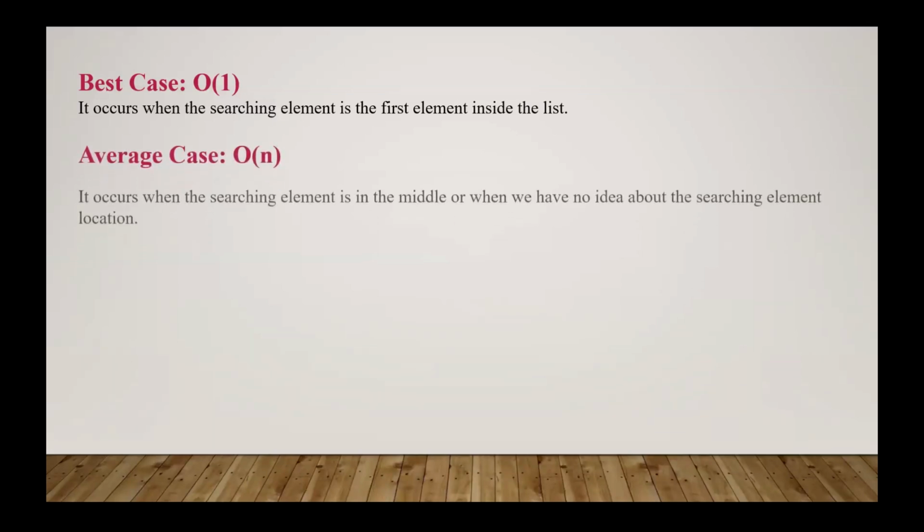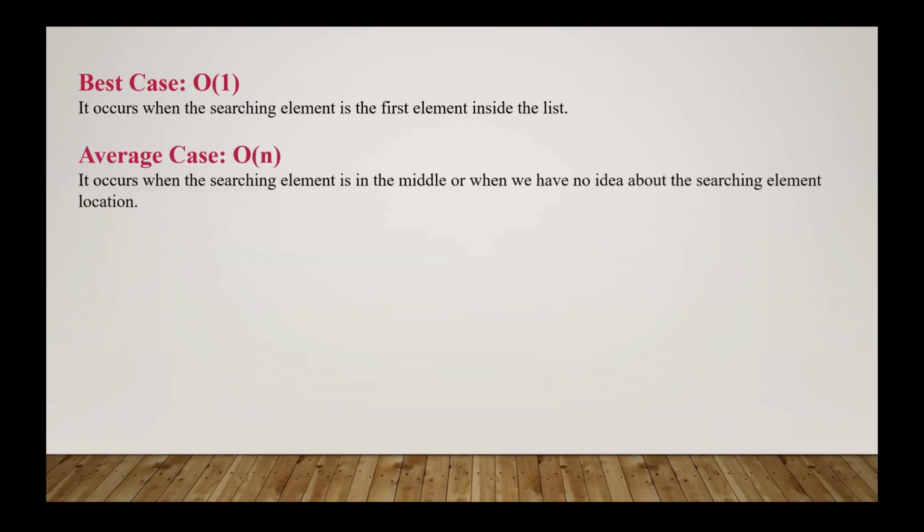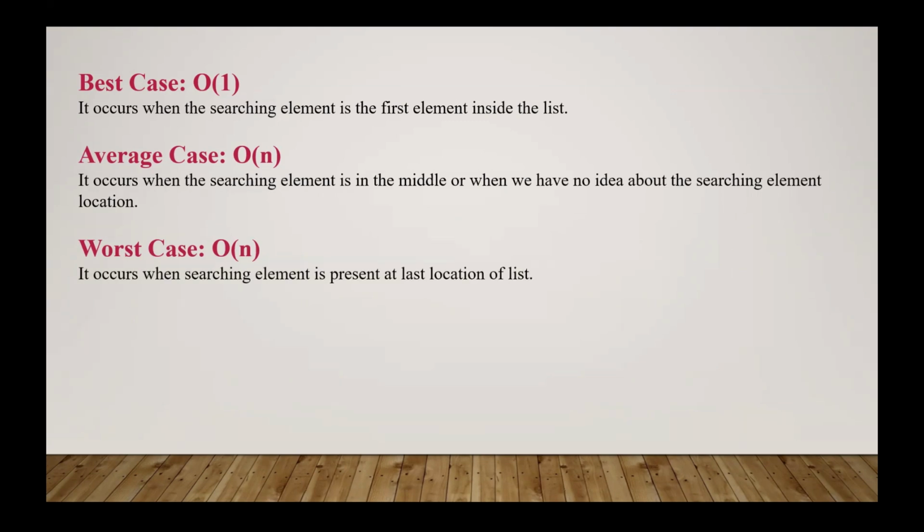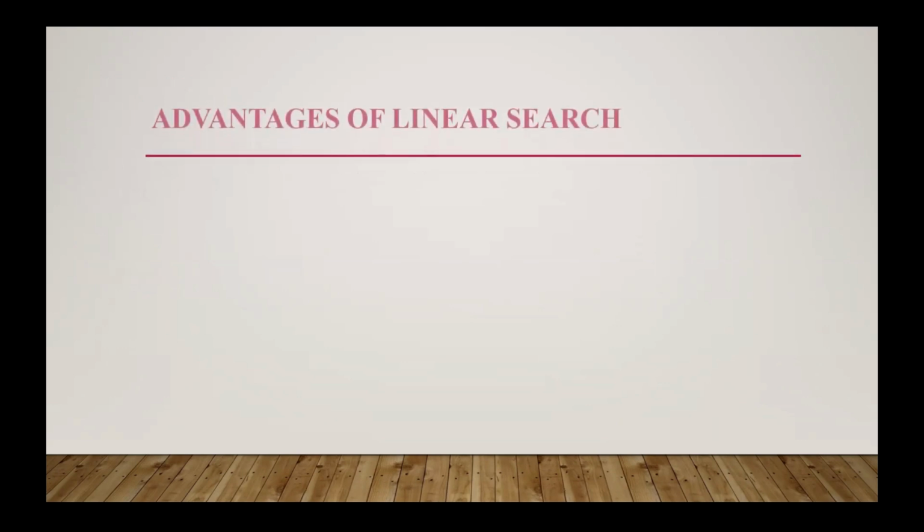Average case is order of n. It occurs when the searching element is present in the middle, or we don't know the exact location. That time the average case occurs and it is order of n, because n is the number of elements present inside the list. Next is the worst case. It occurs when the searching element is present in the last location of the list, and we have to traverse each and every element to the end of the list.